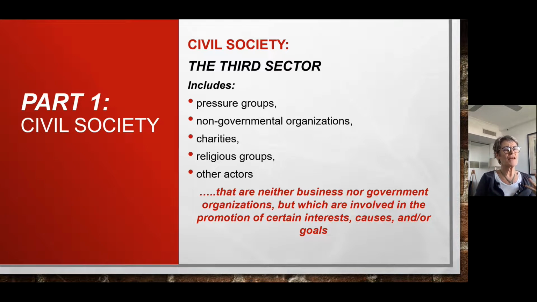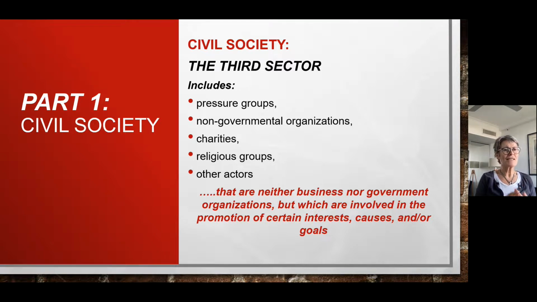As a third sector, they can apply a lot of pressure. They can be pressure groups. There can be NGOs, non-government organizations, for example, Red Cross or Greenpeace. They could also be charities. Red Cross is a charity, but it's also an NGO. Then religious groups can also be part of that third sector, where they have impact and influence on business and governments. And there are lots of other entities that fall into this third sector of civil society organizations that we'll be touching on.